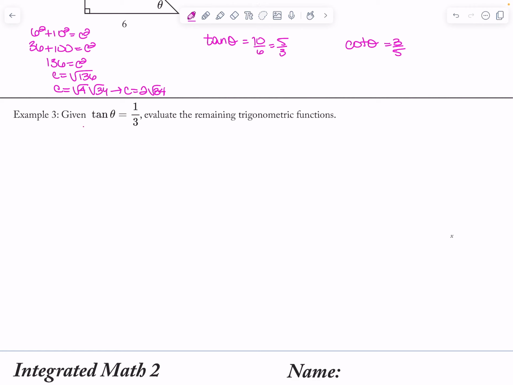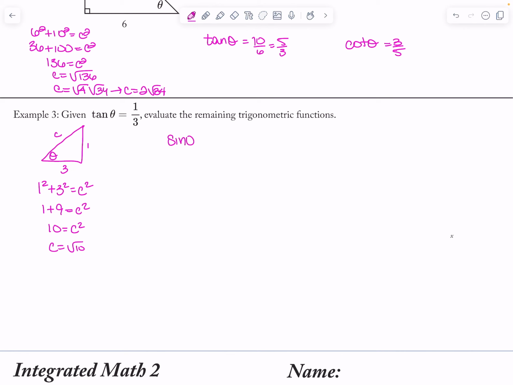All right, so let's look at tangent of theta. So I have c squared. So 1 squared plus 3 squared is equal to c squared. 1 plus 9 is equal to c squared. 10 is equal to c squared. So c is root 10.